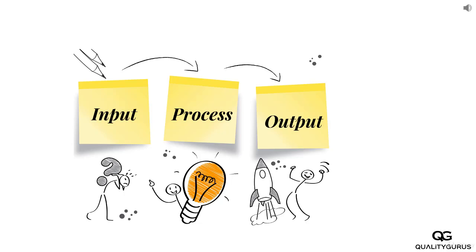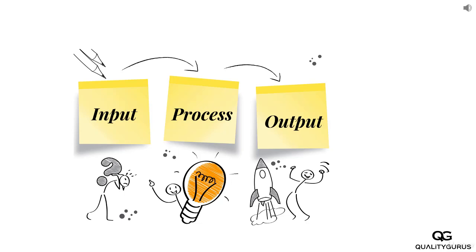So that's how you can show a process: you have a process, something happens in that, and for doing that you need some sort of an input. So there are inputs to the process and then there are outputs of the process.